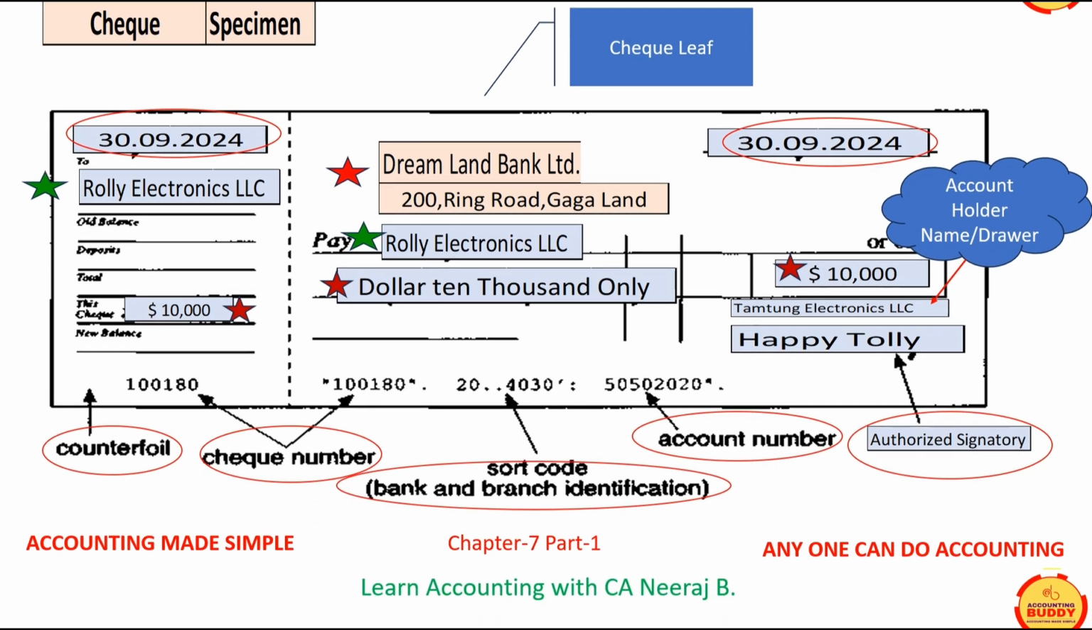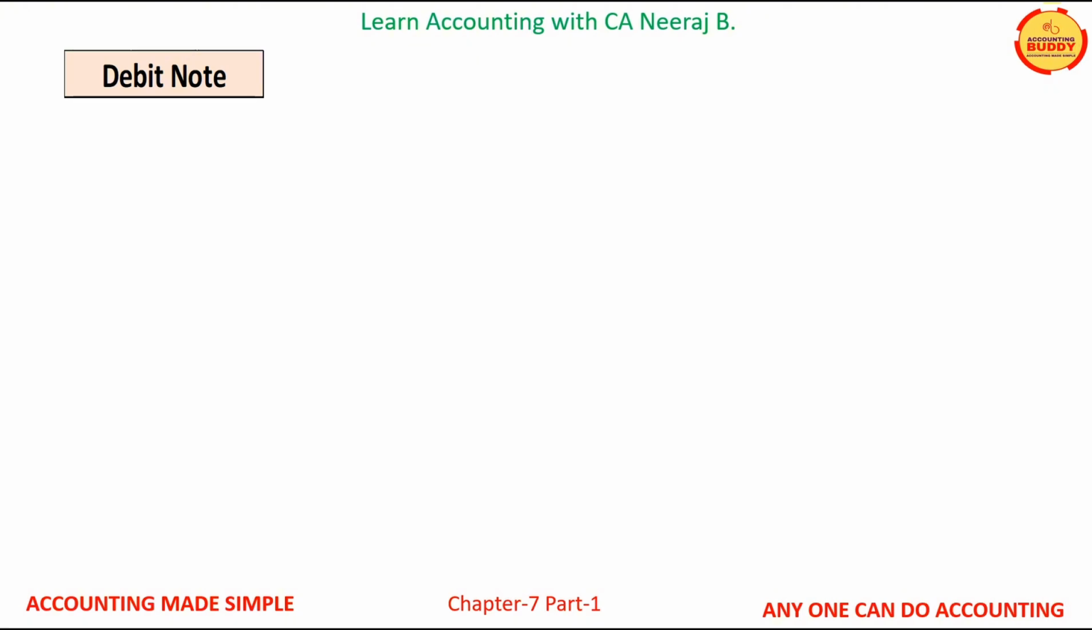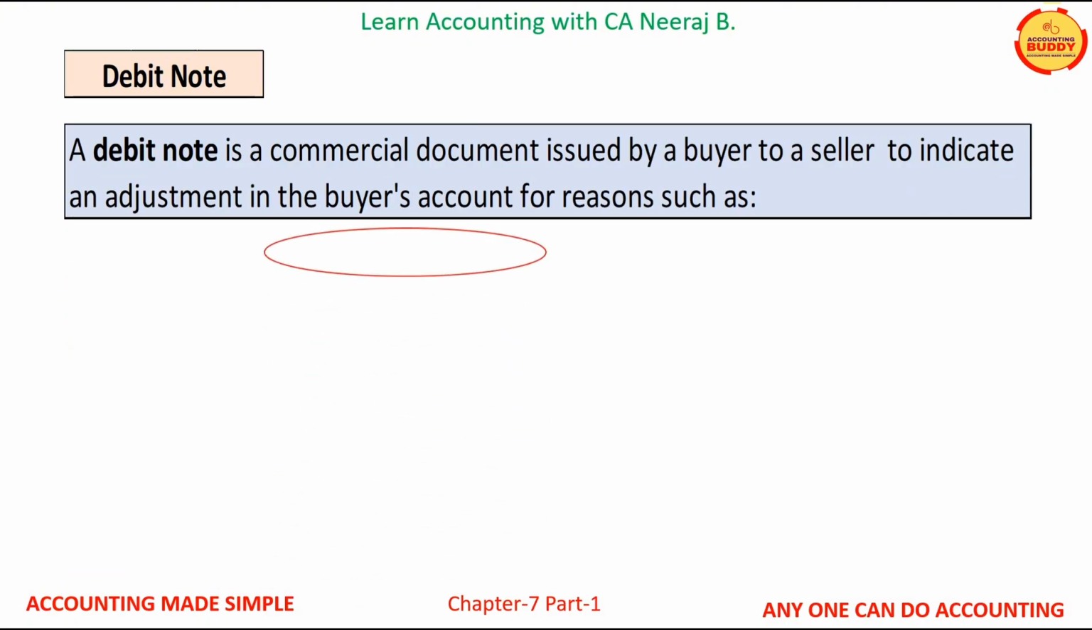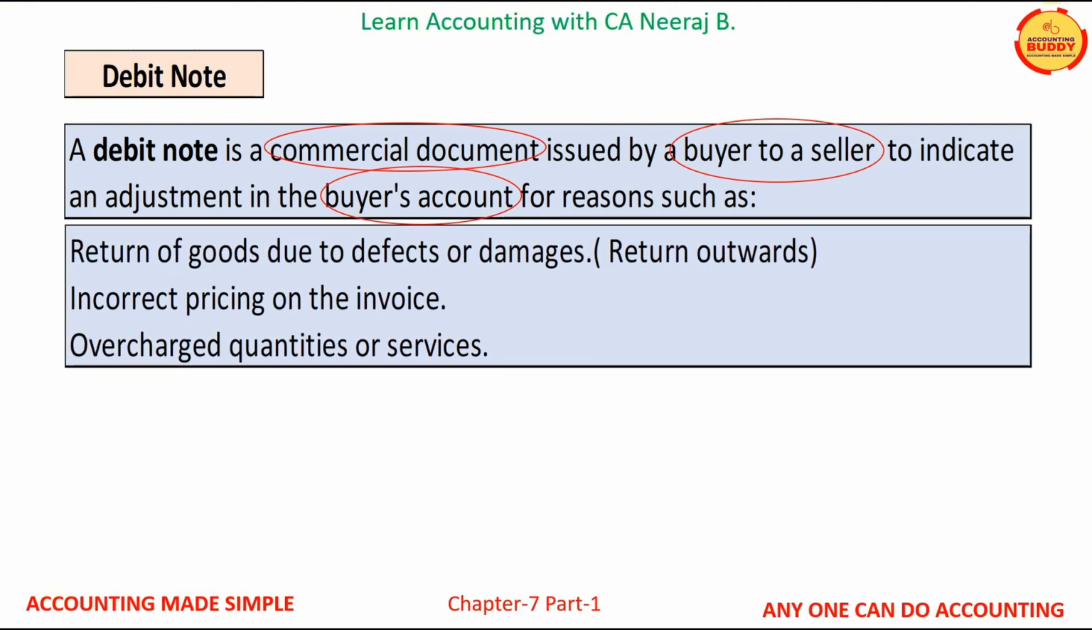Next document which we will study is debit note. A debit note is a commercial document issued by a buyer to a seller to indicate an adjustment in the buyer's account for the reasons such as return of goods due to defects or damages, incorrect pricing on the invoice, overcharged quantities or services. Let us understand the debit note with a business scenario.